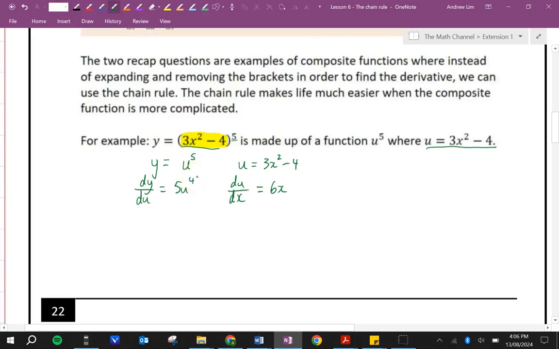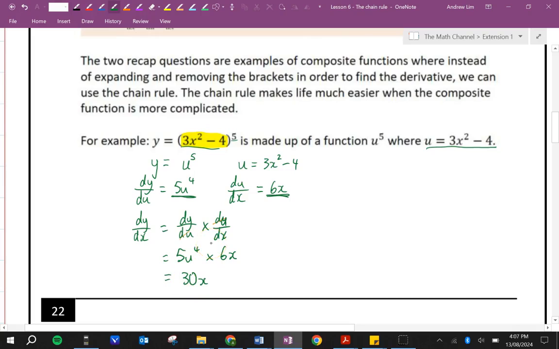So the chain rule tells us that dy/dx is dy/du times du/dx, because the u's will just cancel each other out, giving us dy/dx. When we have a look at this, we can see dy/du is 5u to the power of 4. You can see du/dx is 6x. And so we can multiply these together, leaving us with 30x and then u to the power of 4.